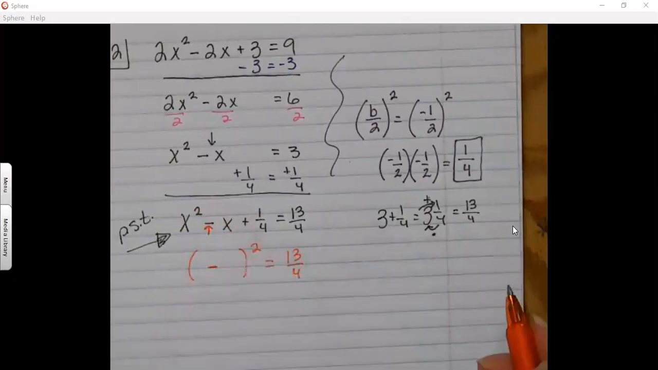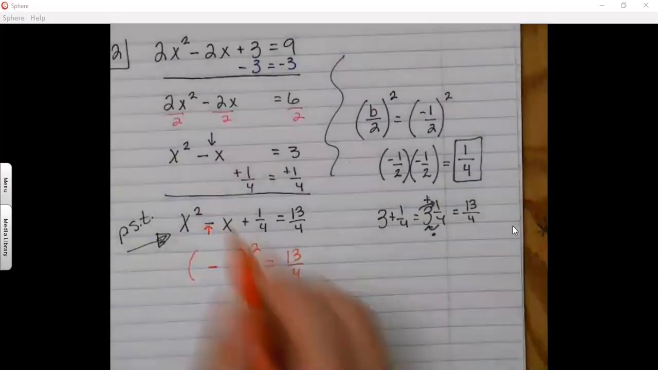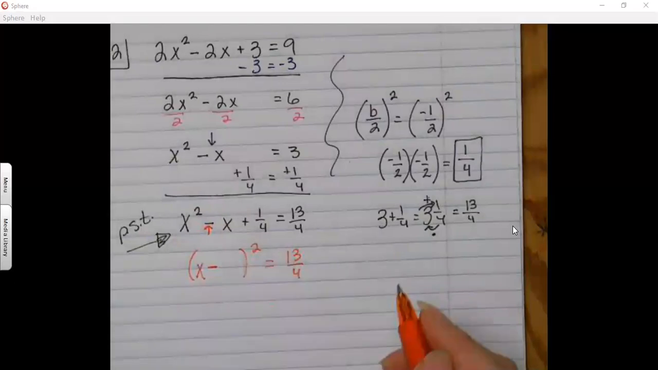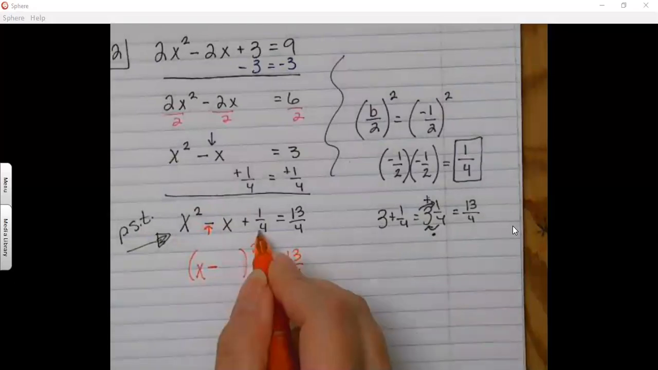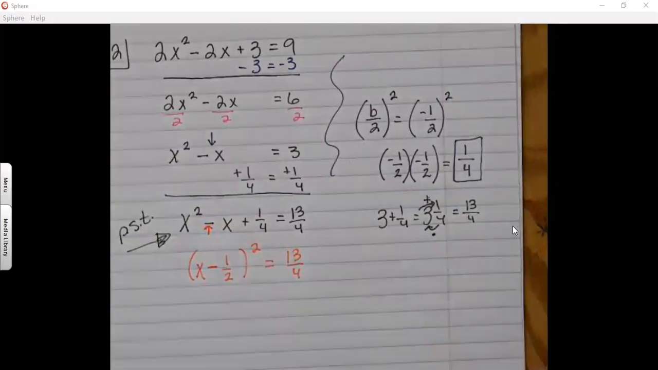Your first term is the square root of the first term. What's the square root of x squared? X. Your last term is the square root of the last term, the 1/4. We're not looking at the other side of the equation. What was the square root of 1/4? 1/2. Fractions aren't the most fun, but you're going to see them, so I gotta teach you how.